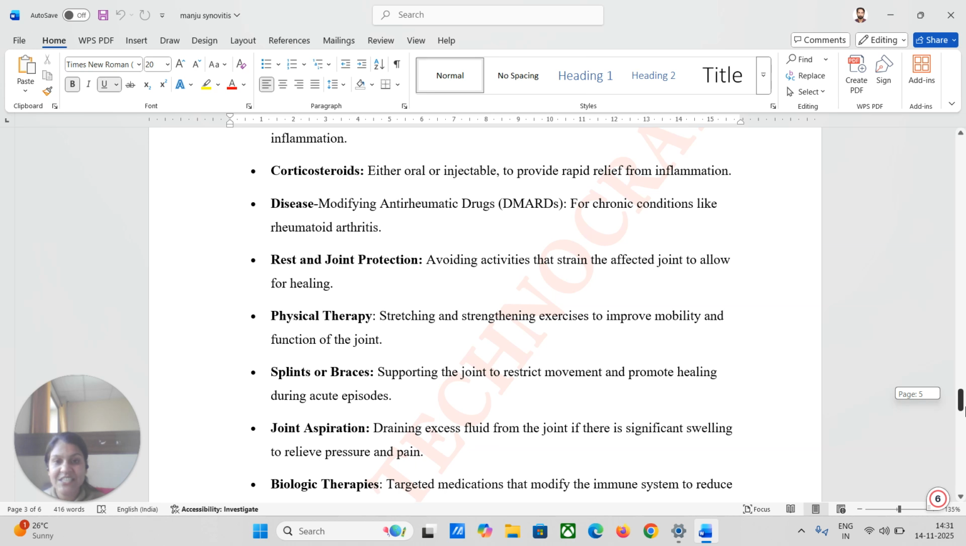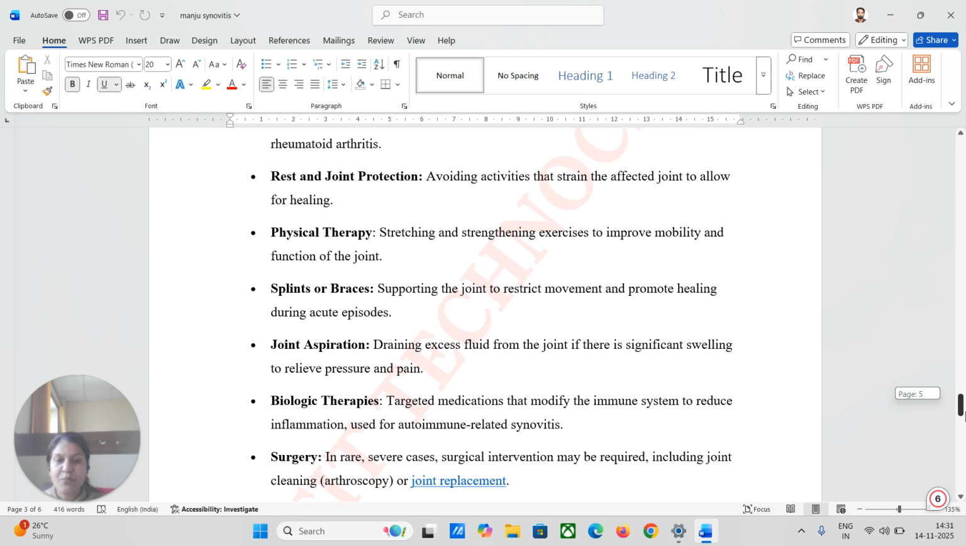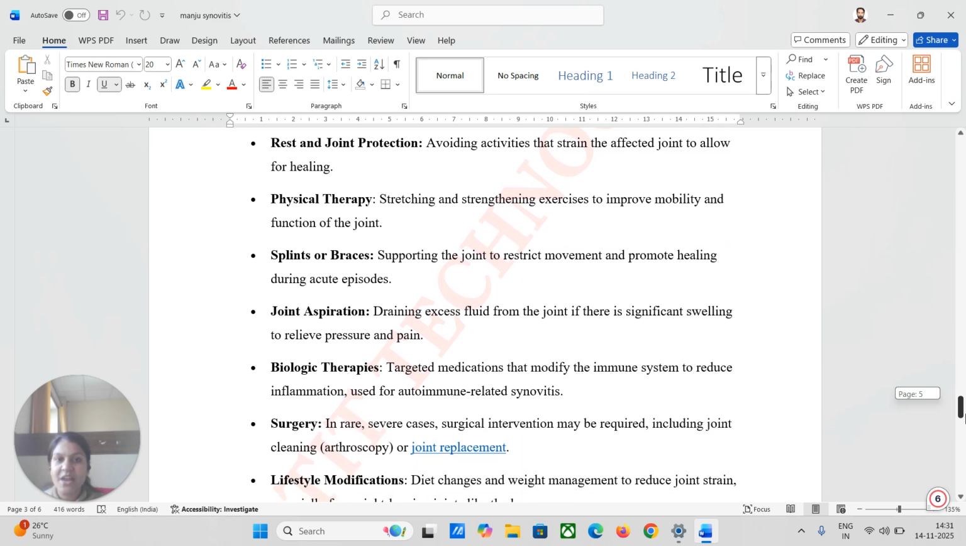Physical therapies, stretching and strengthening exercises to improve mobility and function of the joint. Splints and braces support the joint to restrict movement and promote healing during the acute episode. Joint aspiration, draining excess fluid from the joint if there is significant swelling to relieve the pressure and pain.